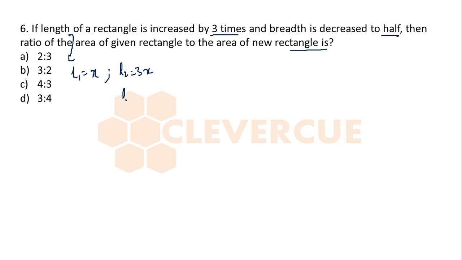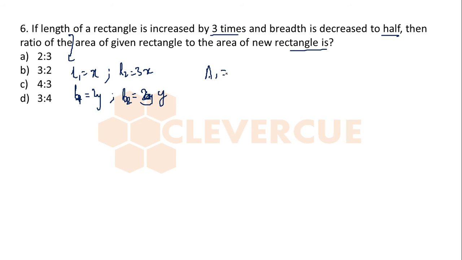Now, here it is given that breadth is decreased to half. So if B1 is equal to 2y, then B2 will be equal to y, because it is decreased to half. Now this is B1 and this is B2.